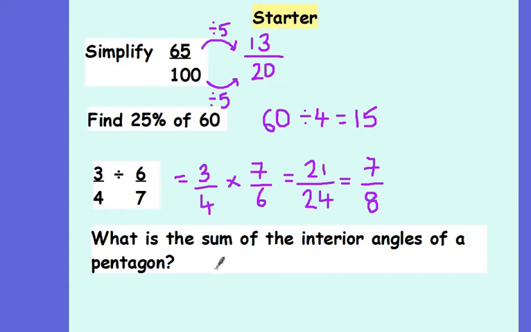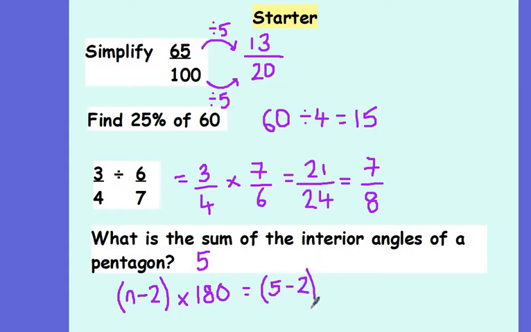And finally, what is the sum of the interior angles of a pentagon? Jake, how many sides does a pentagon have? 5, lovely. We know our formula for interior angles is n minus 2 times 180. So for a pentagon, n is 5. So I've got 5 take away 2 multiplied by 180, which is 3 times 180, which gives me what, Rosie? Perfect, 540 degrees.